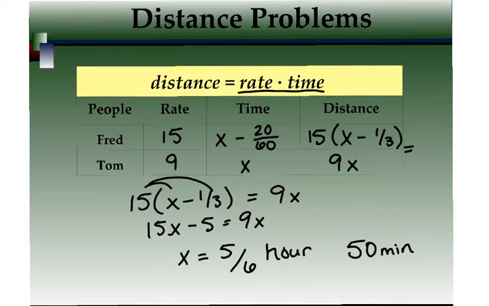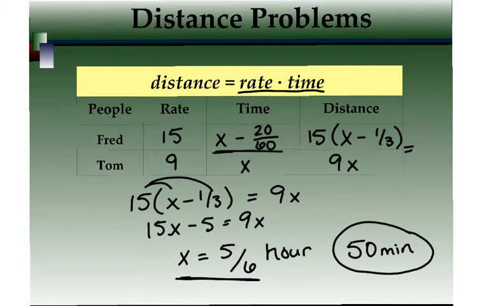So it says that answers our question. How long does it take Tom to arrive at the destination? So 50 minutes. If it had asked how long does it take for Fred to arrive at the destination, we would just take our x value here that we found and plug it into this right here and figure out what our value is there in minutes.